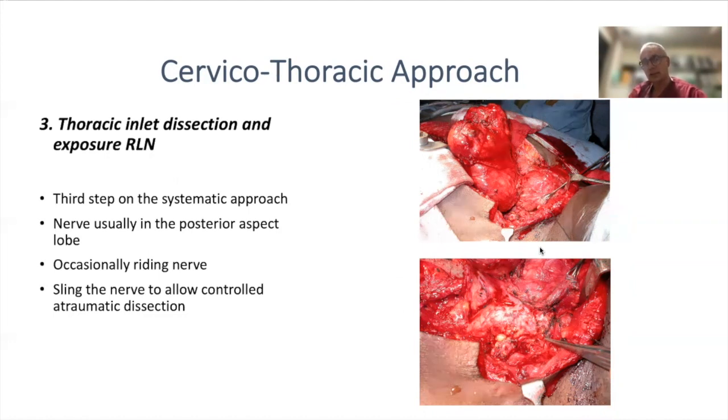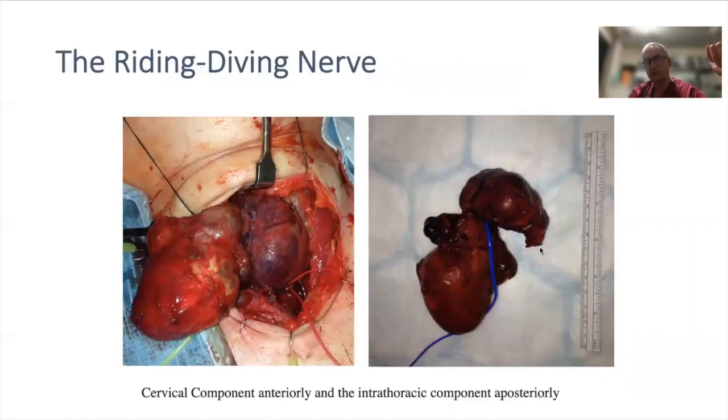And this is the third step. As I said, often the nerve is in the posterior aspect, and we will be able to mobilize it and then follow it up superiorly. We have to be aware of some of these posterior goiters, because as you can see here, the nerve is what I call riding and diving.